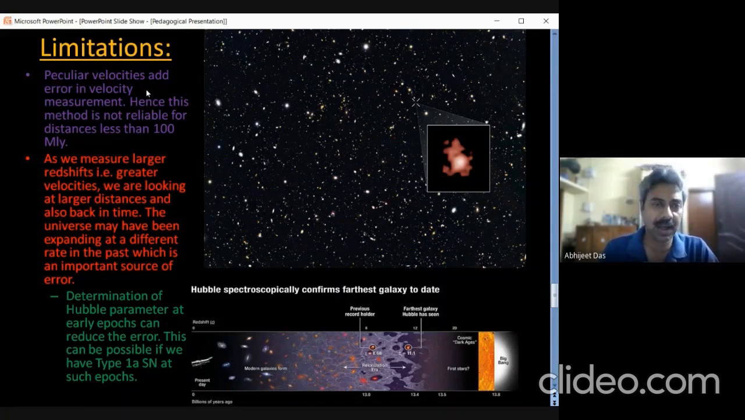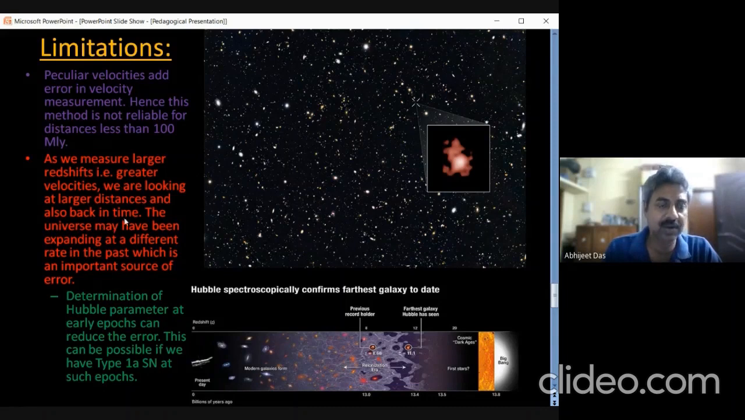So the Hubble's law method is not reliable for distances less than 100 million light years. Now beyond that distance, the peculiar velocity becomes less. I mean, the error that is included because of peculiar velocities is less. So the Hubble's law method is used for distances which are more than 100 million light years.